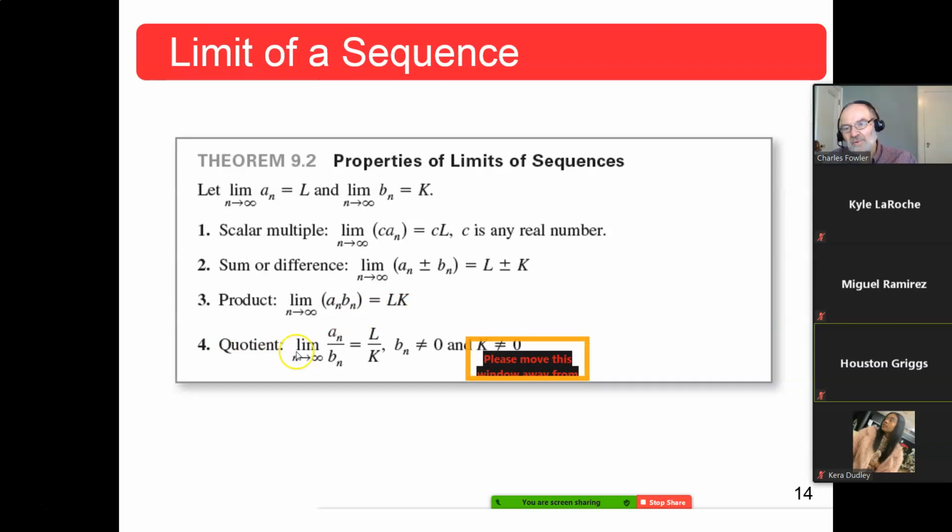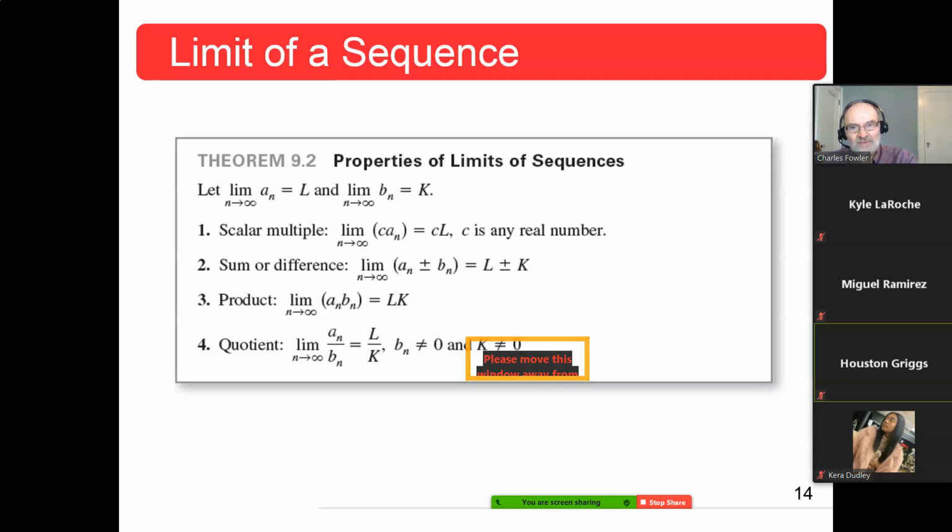And the quotient, same rule. Only one exception though. The limit as n approaches infinity of a sub n divided by b sub n, as long as both of these have limits, it's going to be L over K as long as that K is not 0. If that K was 0, this limit doesn't exist because you can never divide by 0, not even in sequences and limits or anything else. The b sub n, not only can K not be 0, that's true, but b sub n can't be 0 either. So you can't be bouncing along there and every now and then the b sub n goes to 0. Can't do it. That sequence would not exist.